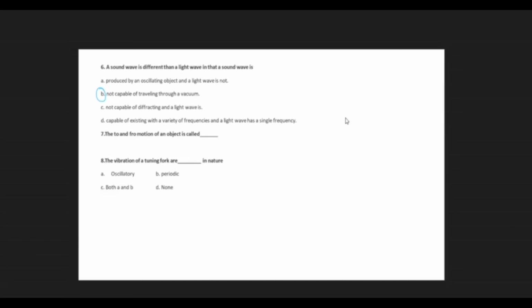The to and fro motion of an object is called vibration. Now to the next question. The vibrations of a tuning fork are dash in nature. They are oscillatory and periodic, which means it's C, which is both A and B. That is the correct answer.